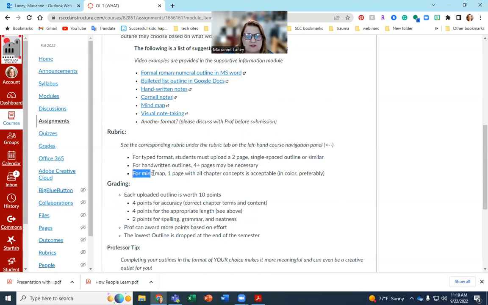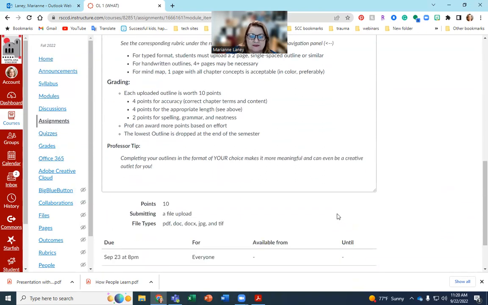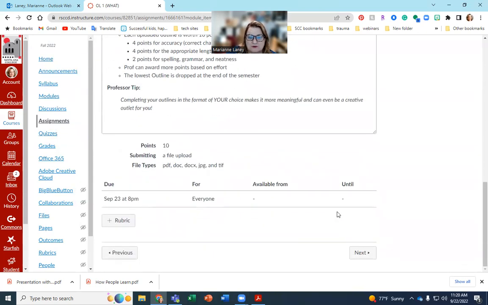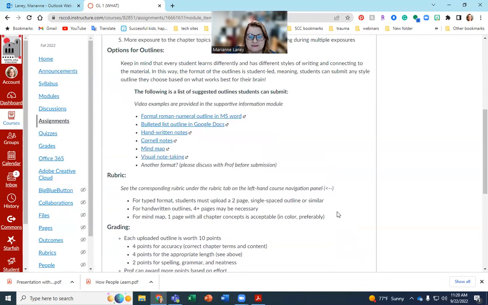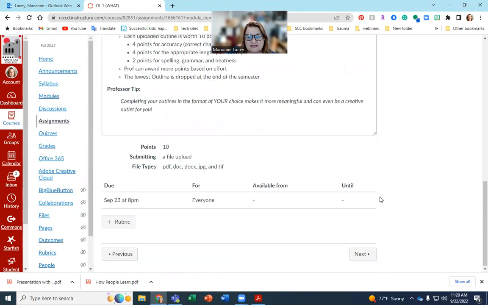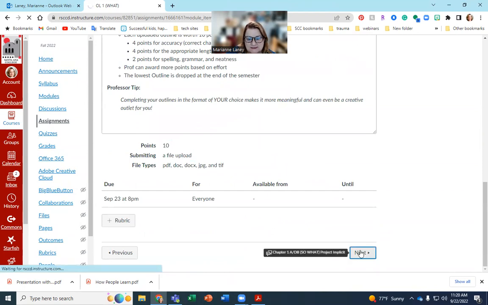And then a mind map or even a graphic novel or doodles: show me course terms and colors. Show me 1 page, something good. Don't make it lame, make it good, okay? And again, I grade accuracy, appropriate length, and spelling, grammar, and neatness. Pretty straightforward. You guys got this. If you have a different format, please let me know. It's usually a yes.